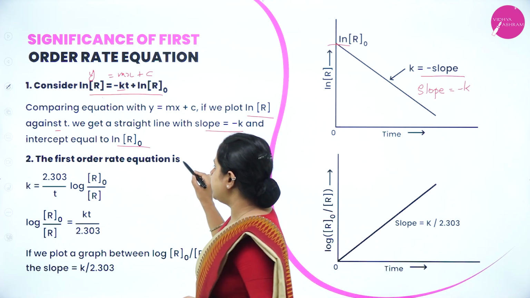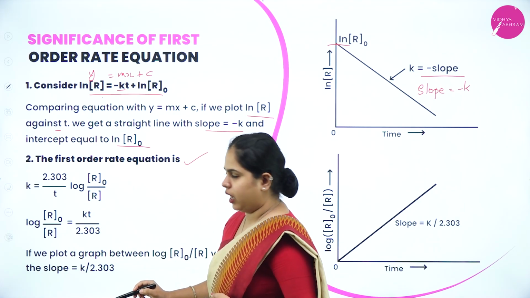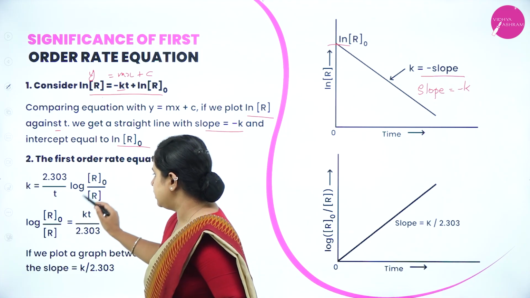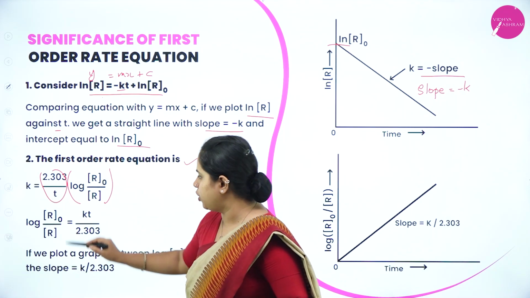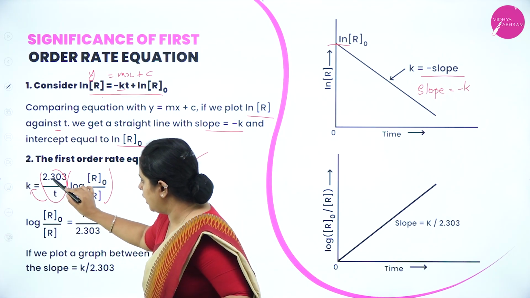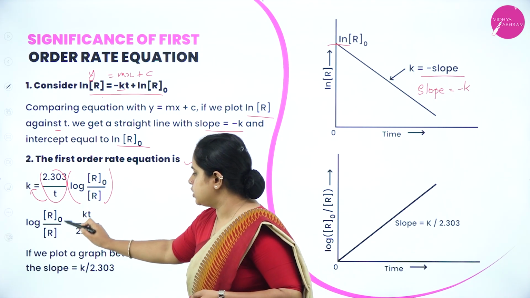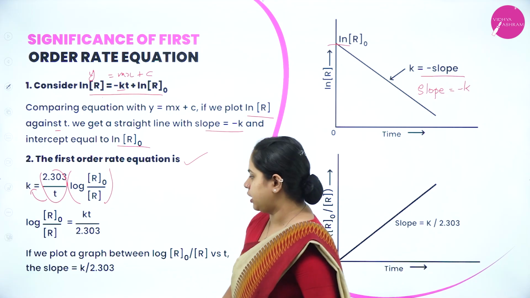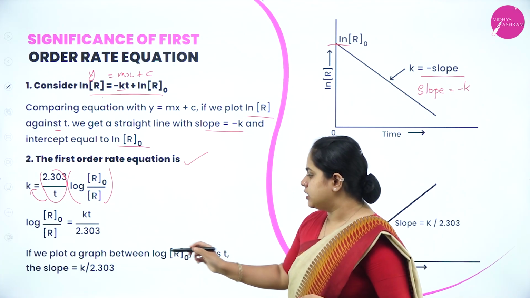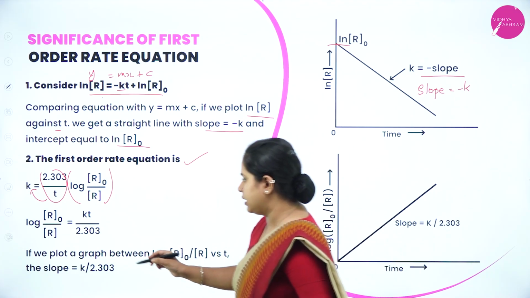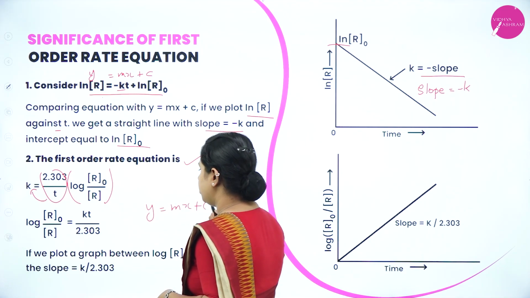Now the first order rate equation that we have studied is k is equal to 2.303 by t log R0 by R. Now log R0 by R, this term we are keeping as it is, this part we are going to take to the other side. So this will go to the numerator and 2.303 will come to the denominator. Just rearranging it, you will get log R0 by R is equal to kt by 2.303. So now if we plot a graph between this log R0 by R versus t, the slope will be k by 2.303. Again we are going to compare this equation with y is equal to mx plus c.